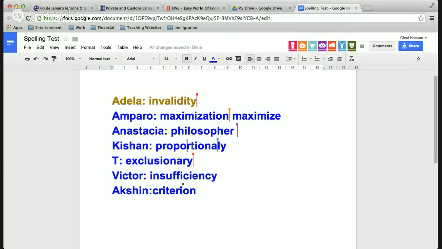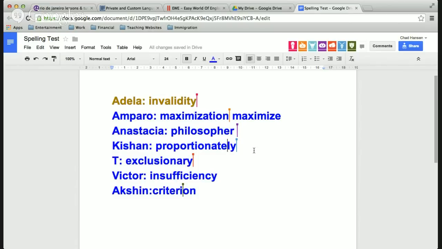Now we're going to say proportionately. The L-Y was good, because that's Lee. But you need an E right there in the middle. So that word is proportionately. Okay, good. All right, nice job.